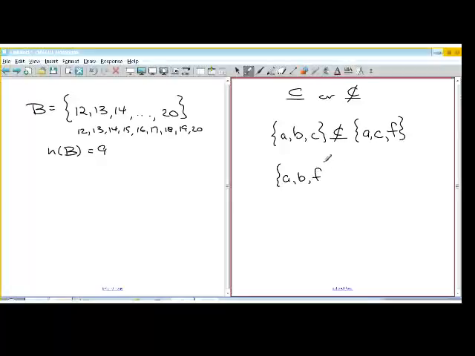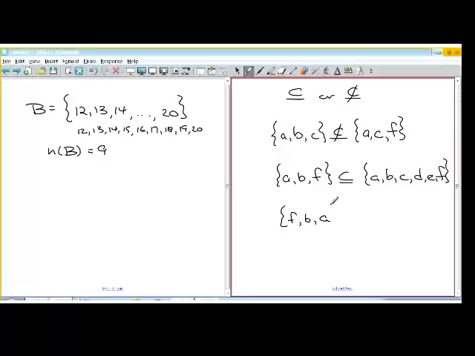If I had something like A, B, F, and on the right-hand side I have A, B, C, D, E, F, then I would say it is a subset because this maps there, that maps there, and that maps there. Now the other way around wouldn't be the case. If I had this to the left-hand side and this to the right-hand side, it would not be a subset. But remember, the order is not important.